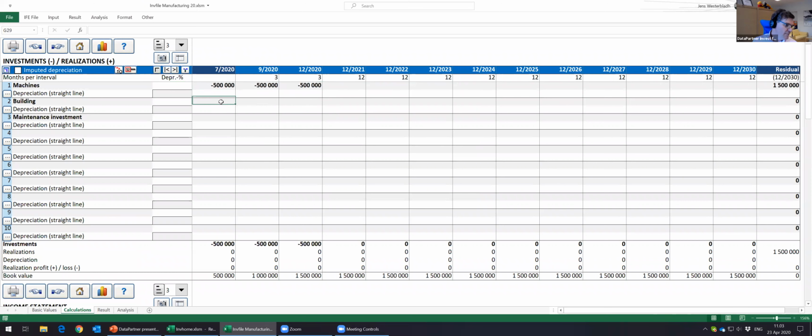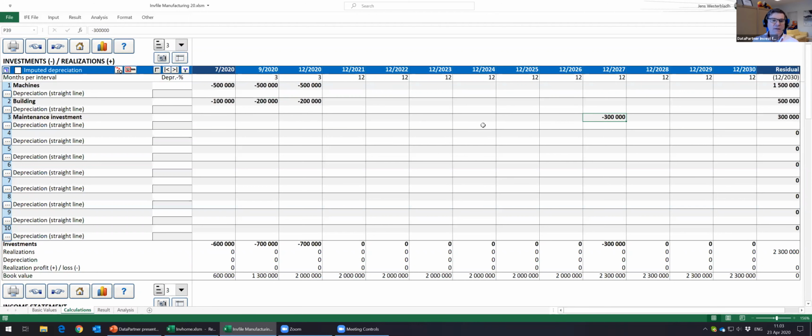And then the building, -100,000, -200, oops, -200,000, and -200,000. So total 500,000 for the building. And then we have a maintenance investment in the 27th year of 300,000. So those were the investments.